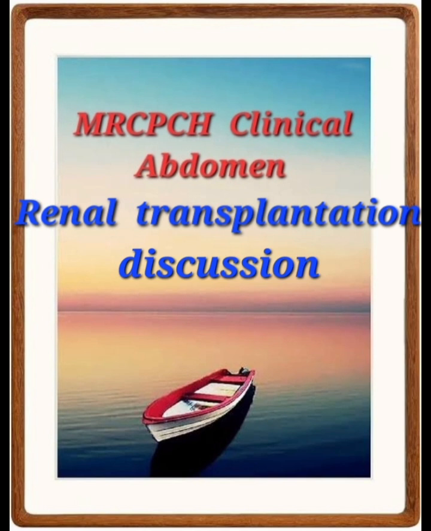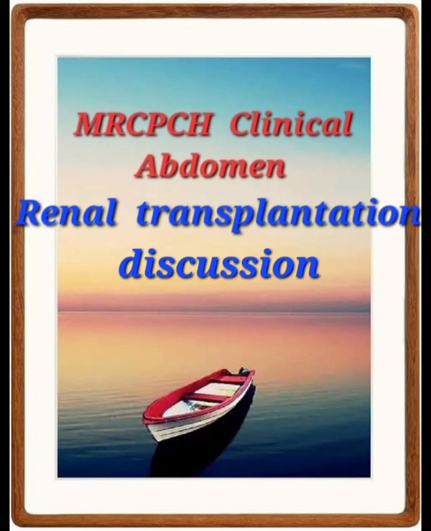On local examination, find a scaphoid abdomen and the most important, the nephrectomy scar in the renal angle. Remember, the nephrectomy scar in the renal angle is a hockey stick like incision. Also find a scar above the mass of the implanted kidney in the right iliac fossa.